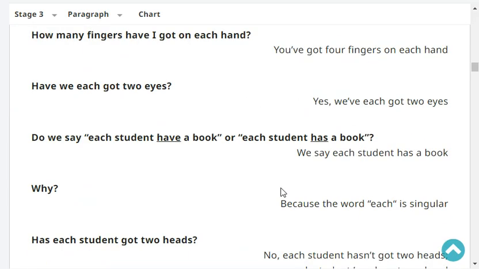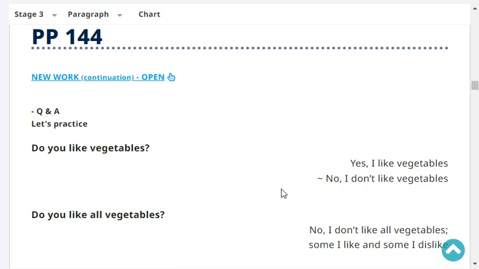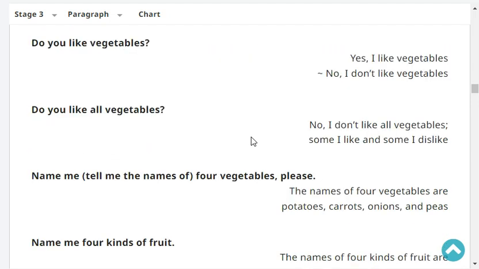Ready? Yes. Okay, here we go. First question. Do you like vegetables? Yes or no? Yes, I like vegetables. Do you like all vegetables? No, I don't like all vegetables. Some I like and some I dislike.